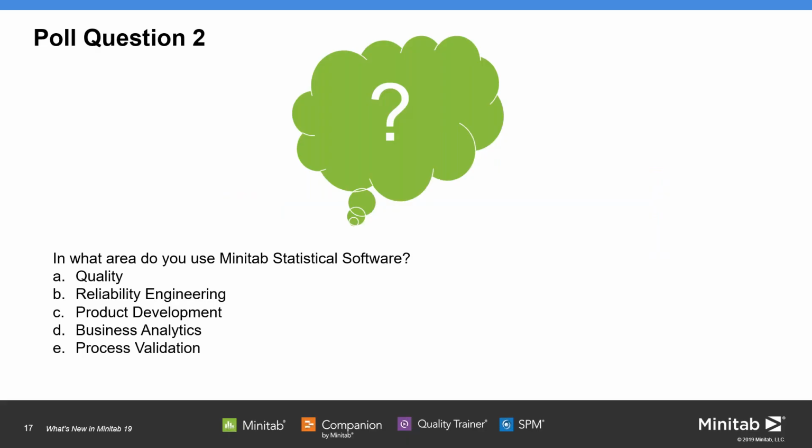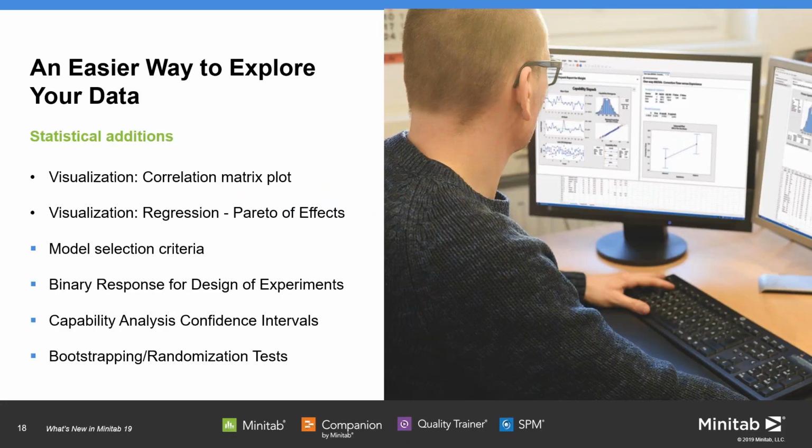Now let's talk about some of the statistical improvements in Minitab version 19. There are quite a few additions. We're going to start with some of the visualizations that we've added. This is something I think is very important to users when people are analyzing data, is being able to create a visual of the results to share with other people on their teams or with management. So we'll talk about a few of these and some of the other improvements that are going to help make your analysis easier.